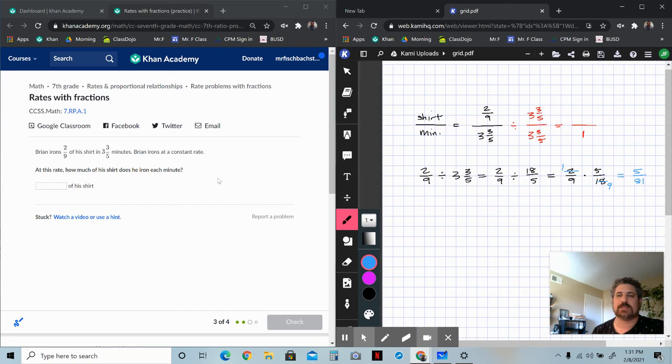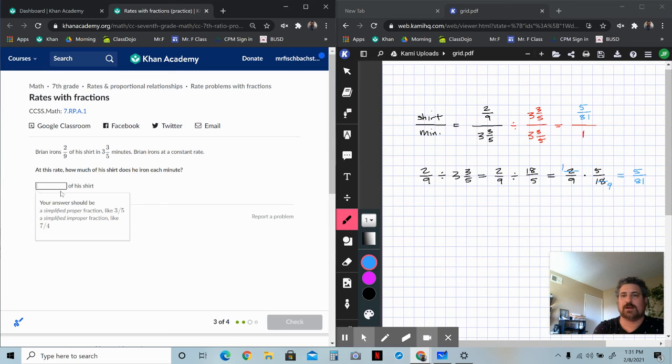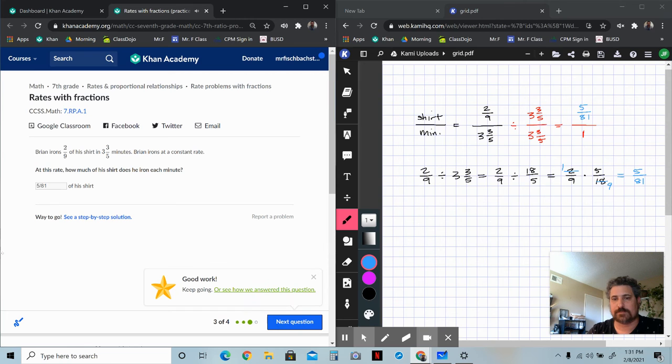So what this means is that this person can iron 5/81 of one shirt every minute. So it takes him a long time to iron his shirts, right? Like it would take him over 12 minutes to iron. 12 times 5 is 60, so more like 14, 15, let's say even 16 minutes probably to iron his shirt, right? He's very slow at ironing shirts. All right, so he does 5/81 of a shirt every minute. So that would be your portion of the shirt that he does per minute. Okay, and then that's it.